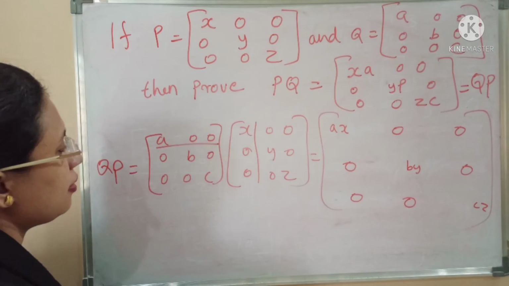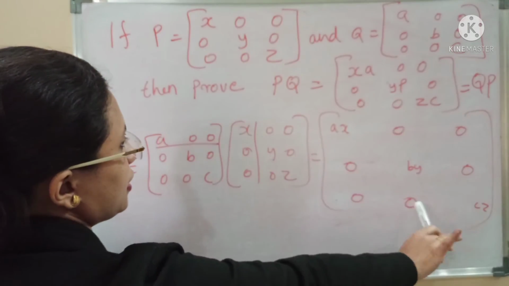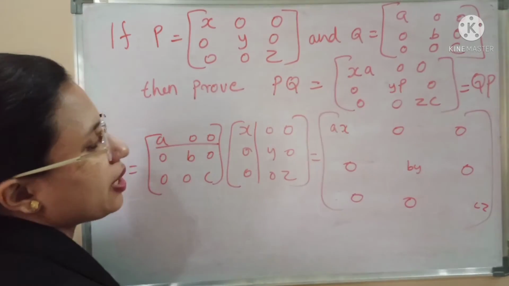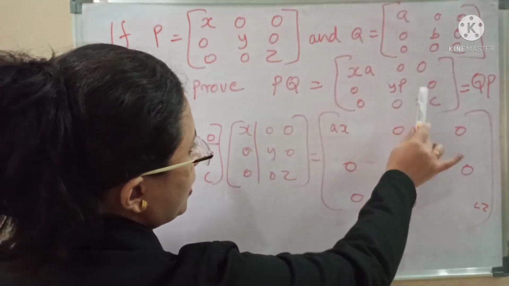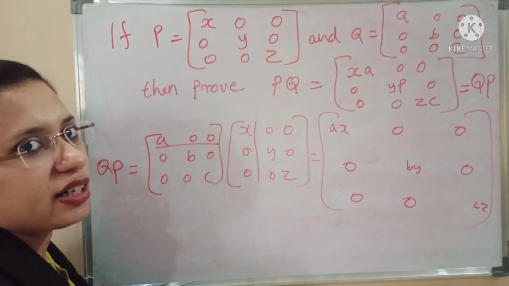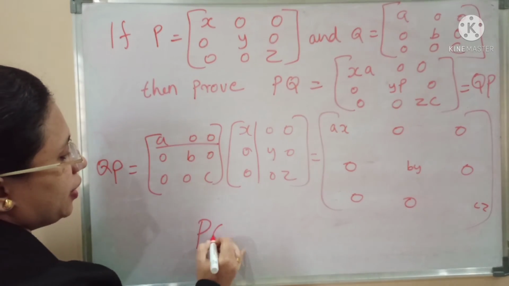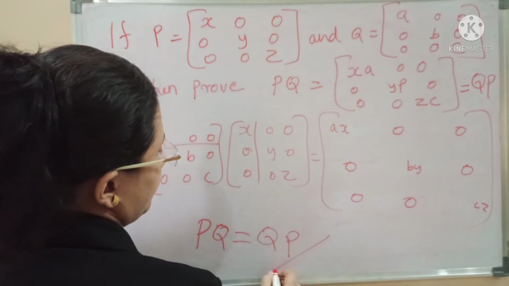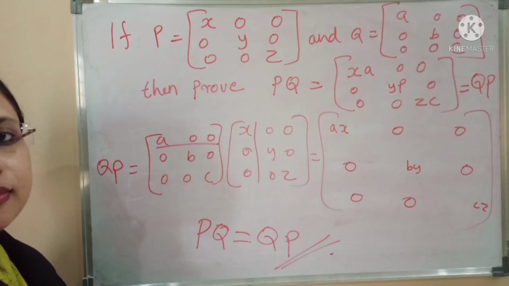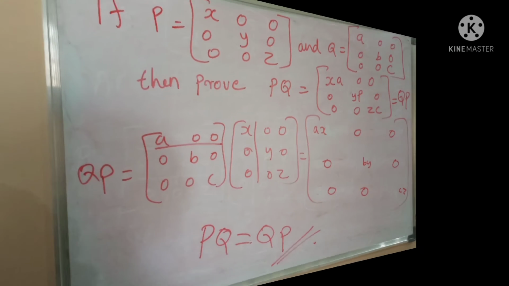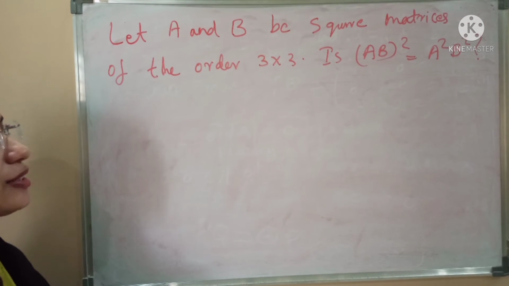So let's compare PQ matrix and QP matrix. xa is same as ax, yb is same as by, zc is same as cz. That means PQ equals QP. Hence proved. Clear? You can see. So let's see our next question.